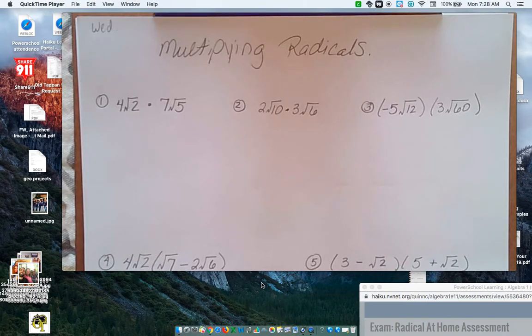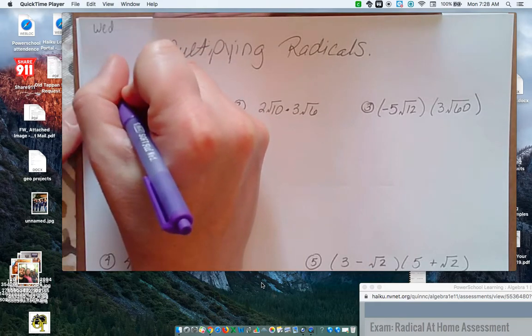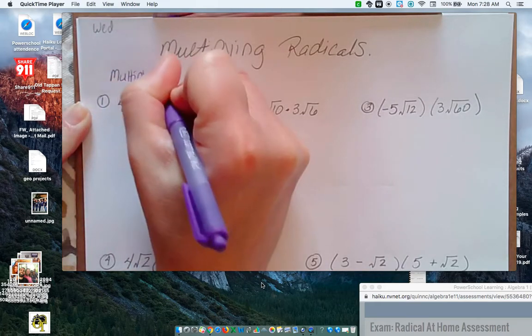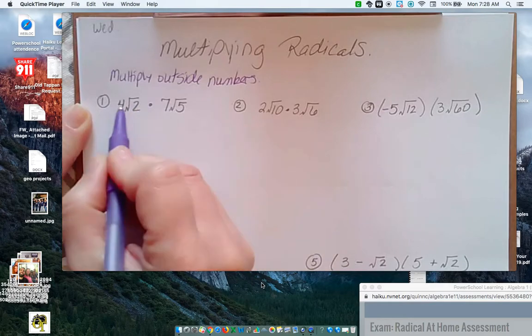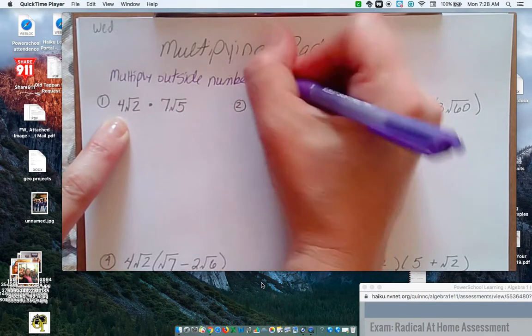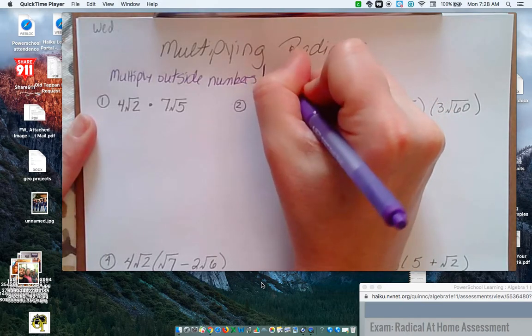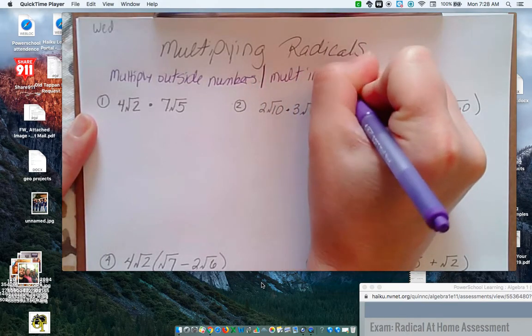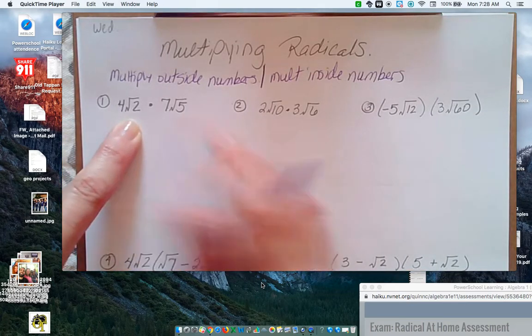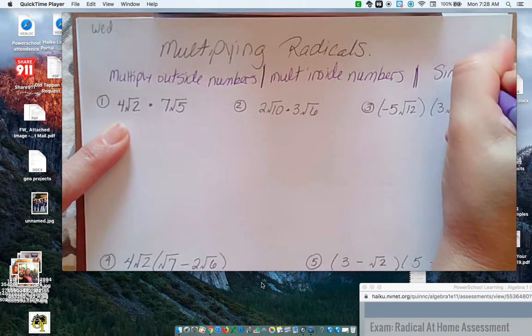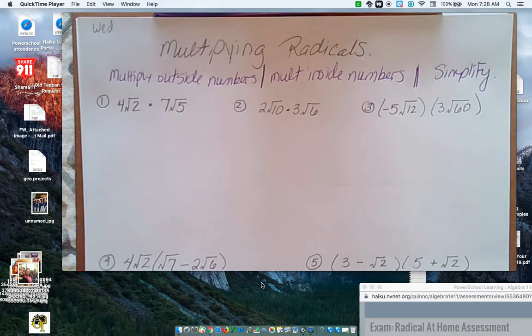Let's practice multiplying radicals. When we multiply radicals, this is what we have to do. Basically, three things. You're going to multiply the outside numbers, like 4 and 7 outside the radical. Then you're going to multiply the inside numbers, like the 2 and the 5. Then you're going to simplify. Okay? Multiply the outside numbers, multiply the inside numbers, then simplify.